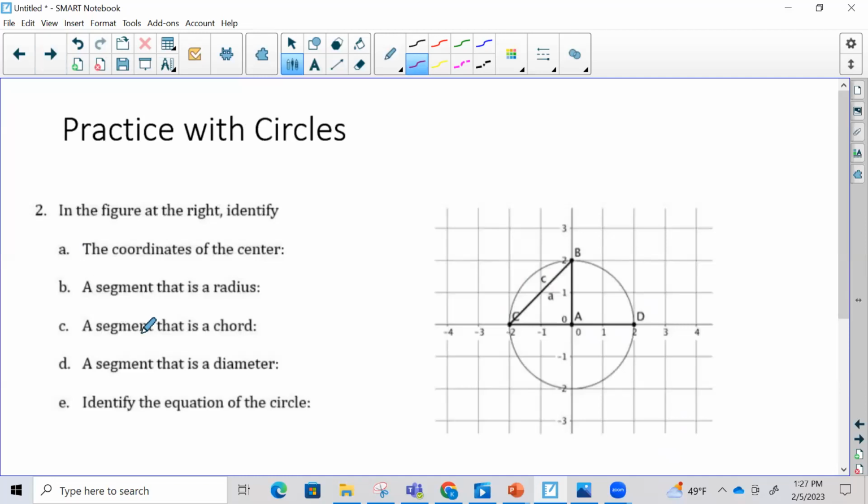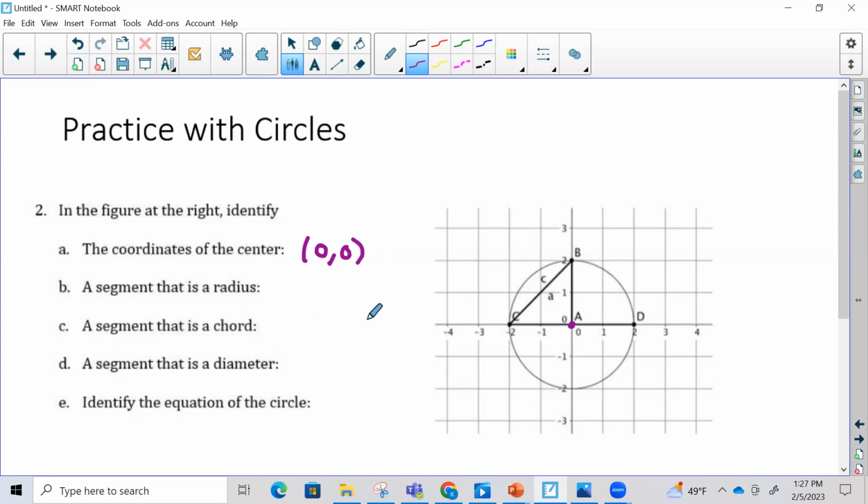So let's look at question number 2. In the figure at the right, we want to identify the coordinates of the center, a segment that's a radius, a segment that's a chord, a segment that's a diameter, and then identify the equation of the circle. The center of the circle is here at point A, and the coordinates of this point are 0, 0, because it's located at the origin.